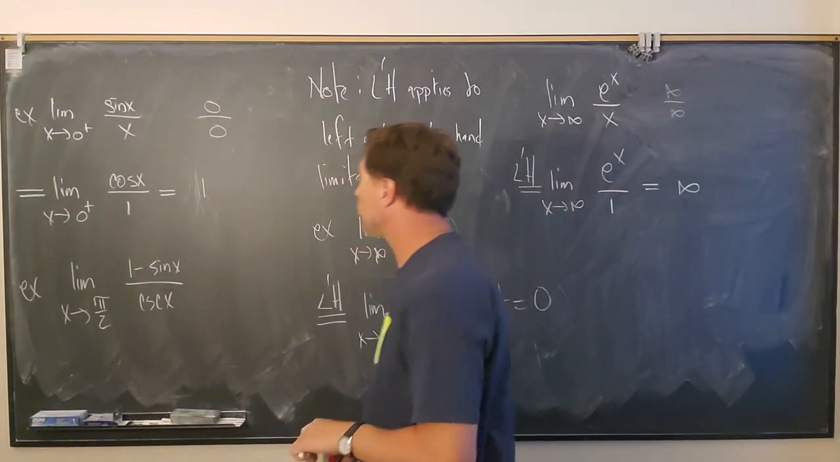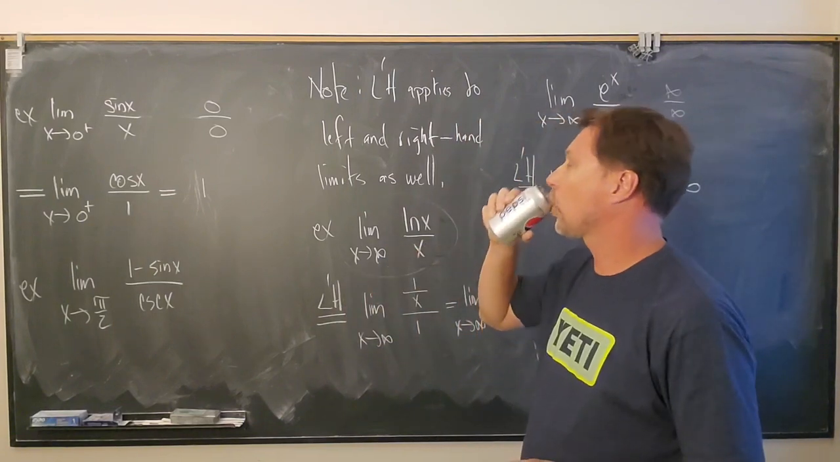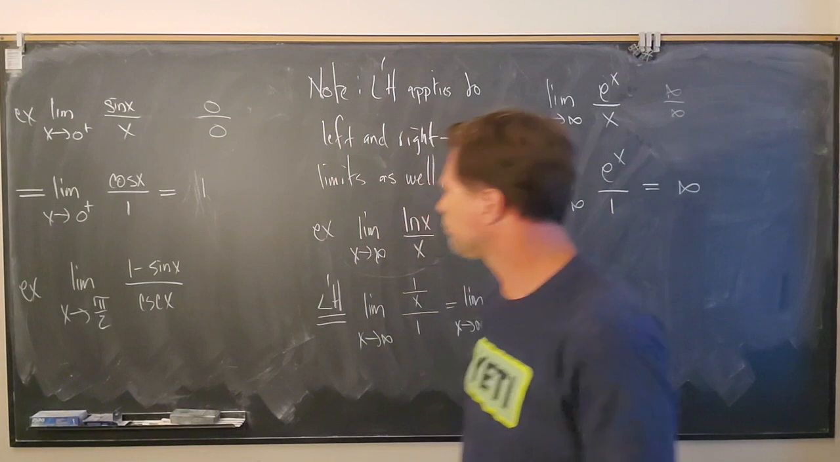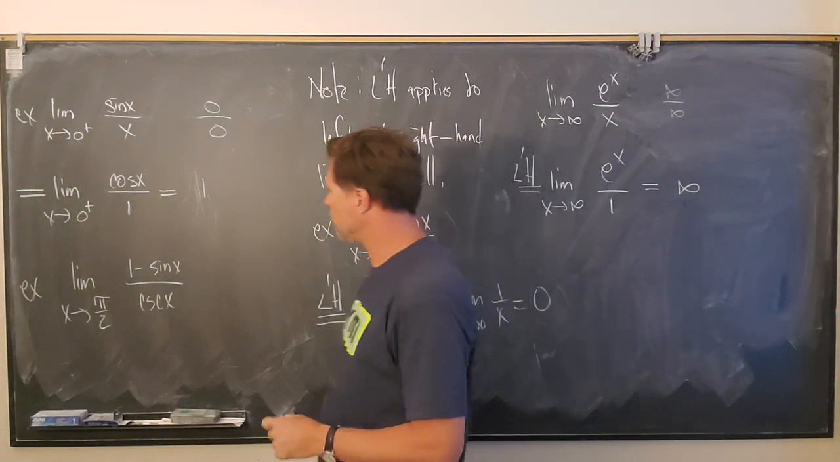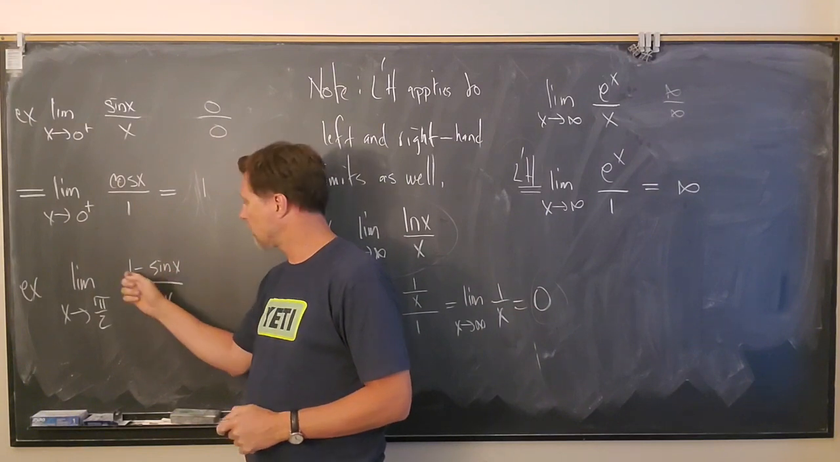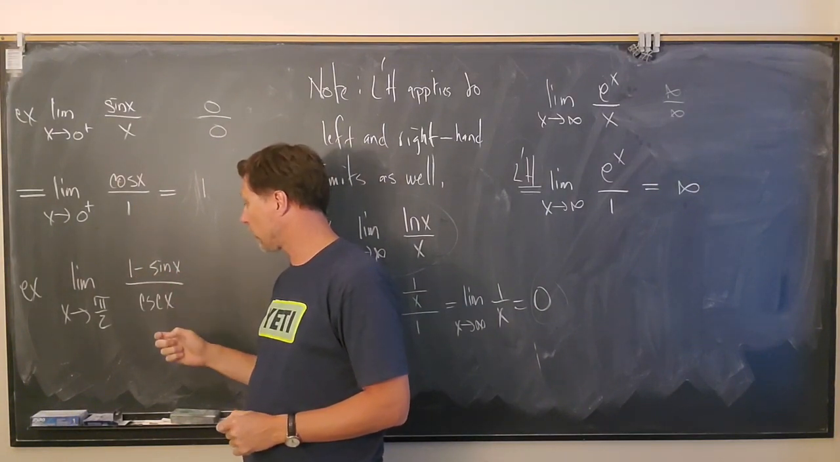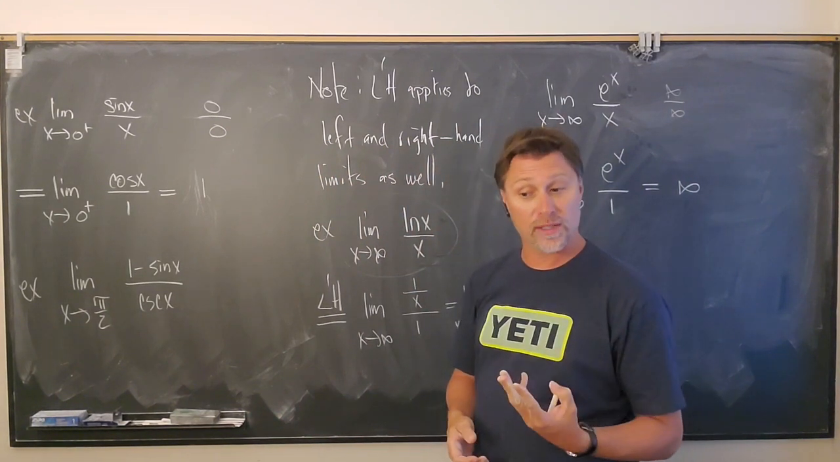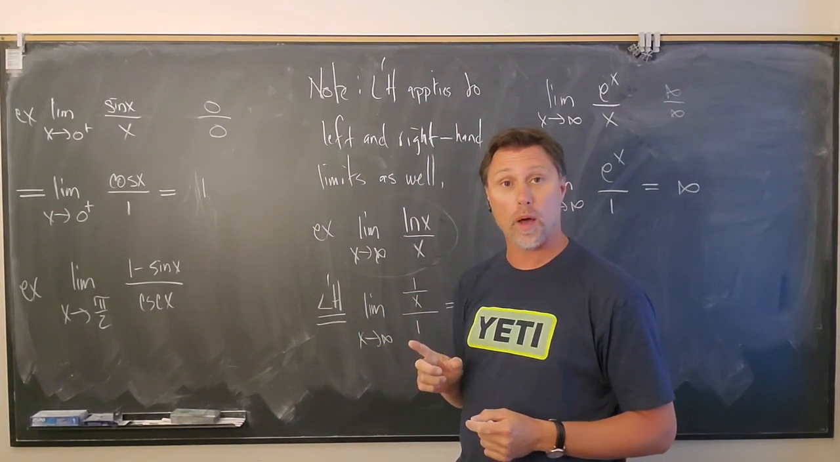So, as x approaches pi over 2, what do we have here? As x approaches pi over 2, sine x approaches 1. And so that means that we get a 0 in the numerator, but cosecant of x is equal to 1 over sine. The denominator is approaching 1.